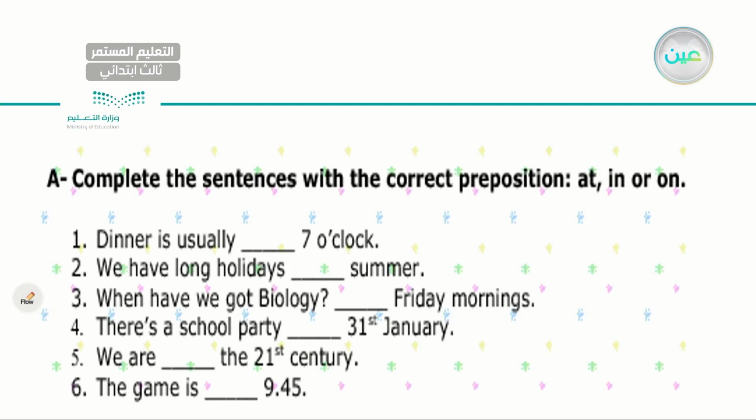Okay, now let me check your understanding. Complete the sentences with the correct preposition. At, in, or on. So let's start with number 1. Dinner is usually at 7 o'clock. Here I have 7 o'clock. 7 o'clock is a time. So we all know that with time we'll be using at. So let's read the sentence. Dinner is usually at 7 o'clock. Very good.